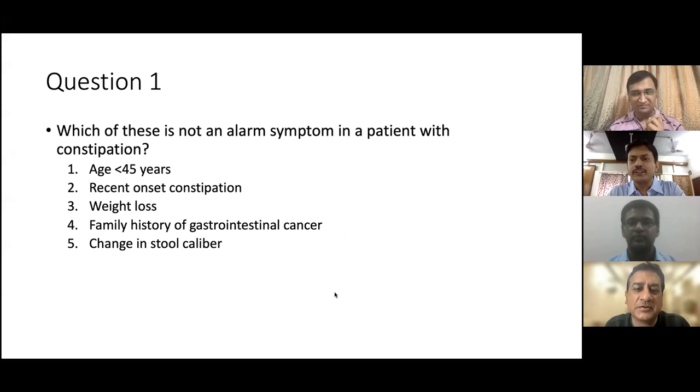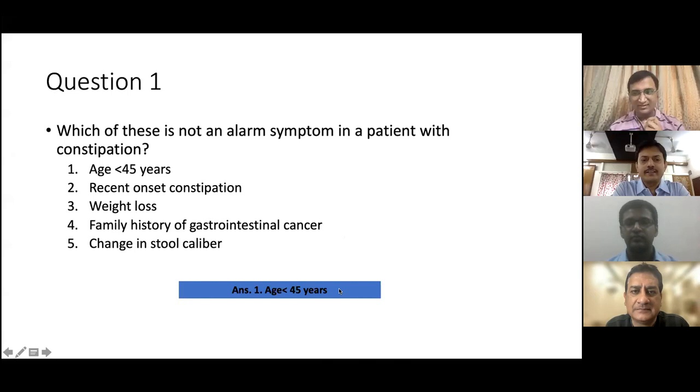Okay. So I guess this was a simple one, and I guess all of us know that. The majority, like expected, 92% have answered that age less than 45 years is the right answer.